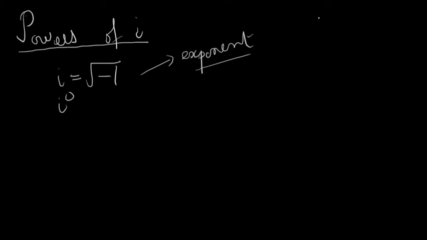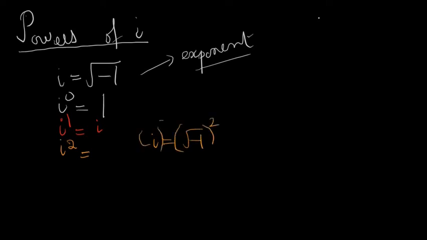Well, because anything to the power 0 is just a 1, i to the power 0 is also going to be 1. Let's now talk about i to the power 1, which is just going to be i itself, because anything raised to the power 1 is just itself. Now let's go to i to the power 2, or i squared. Well, by definition, we know that i is equal to the square root of -1. So if I square both sides of this equation, I'm going to get i squared equals -1. There you have it.